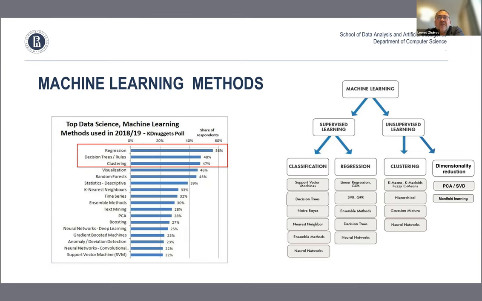But what's interesting is if you actually look into what methods are used in practice, in a real world setting, there are a lot of regressions, there are a lot of decision trees, clustering, then a bit of random forest, and then the rest of the techniques. So, covering the first, say, three, four methods, you will probably cover everything that is needed today, that people are using today.